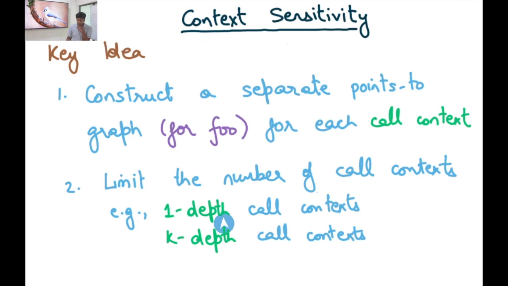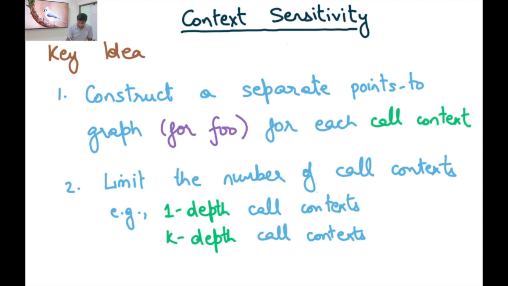For example, you could have a one-depth call context, which means that I'm going to have one call context for every call site, and that's it. So if the call chain has a depth of 10, then I'm just going to look at the last call site and use that as a calling context. And for all the functions that are calling that call site, we're going to ignore that part of the call context. So they will all have the same common points-to graph.